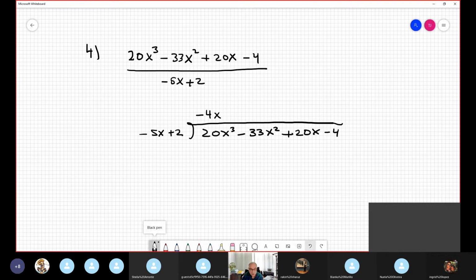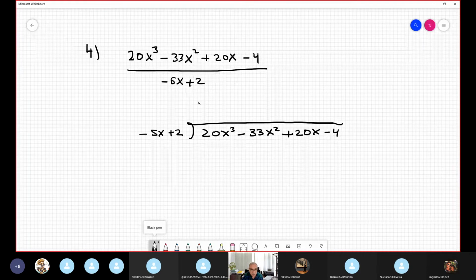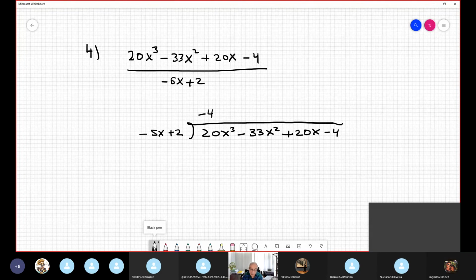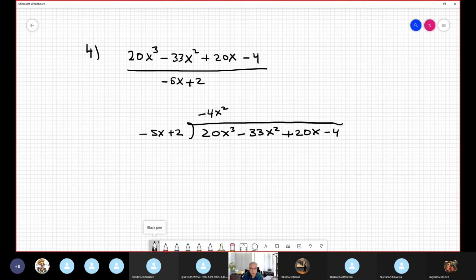I need to find one expression, question mark, that when you multiply by these gives me exactly this. And this expression is negative 4. The numerical part is negative 4. And the variable part is x squared, because x squared times x is cubed. When you do the multiplication, you get exactly the same expression. Yes or no? Let's do the multiplication. This times this is minus 8x squared, correct? I finish the first part.